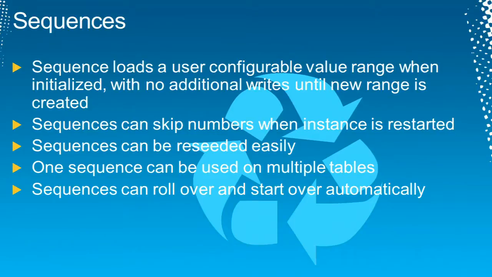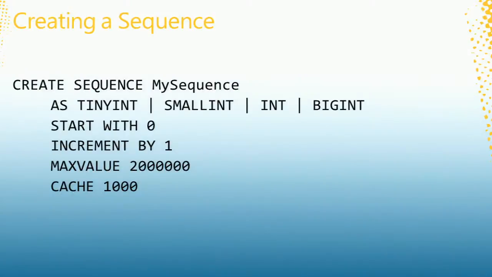You can reseed the sequence relatively easily. There's a reseed command, which I'll show. I think it is in the demo in the script I've got. And yeah, we covered the rest of that already. So here's the code to create a sequence. You can specify whatever data type you want: tinyint, smallint, integer, or bigint. I believe the numeric data types are supported as well.